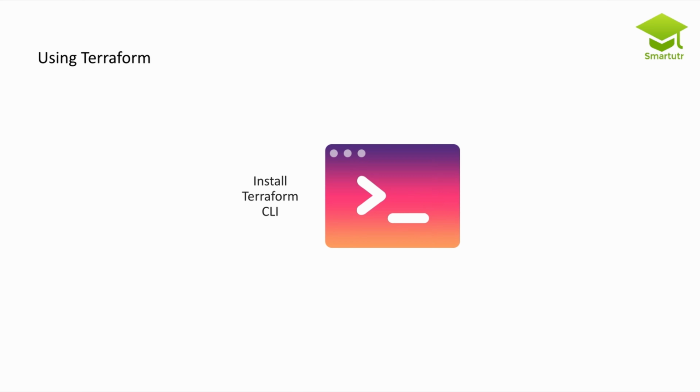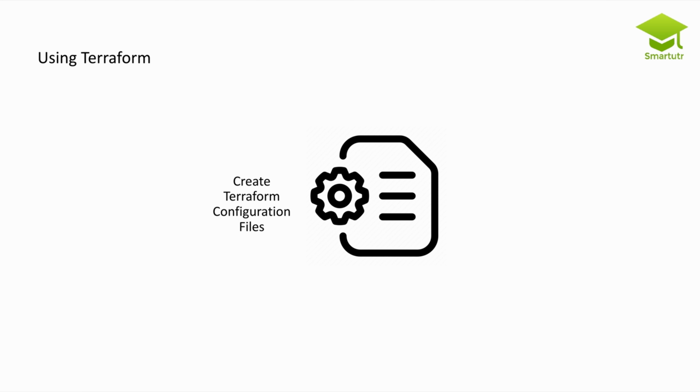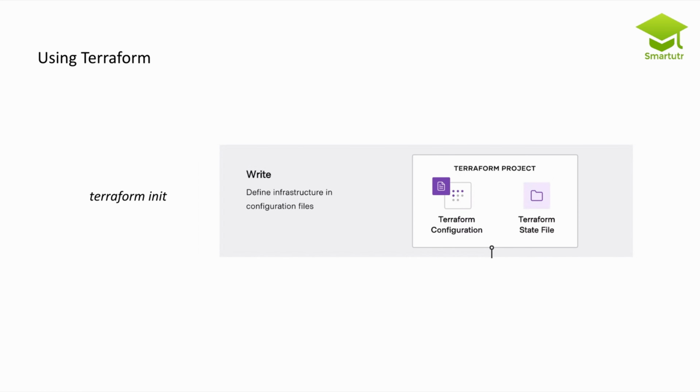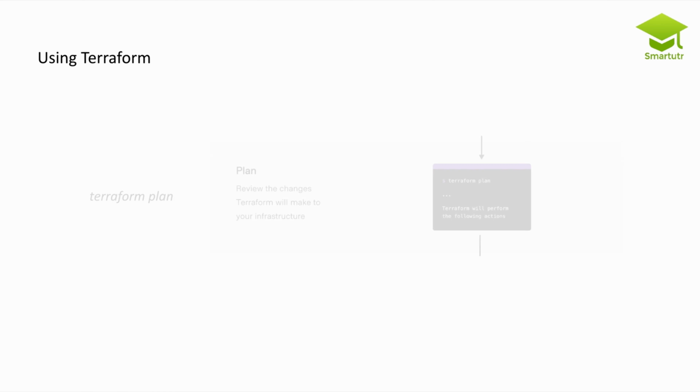Using Terraform. First, you need to install the Terraform CLI on your local machine. We will deep dive into the exact installation process in further lectures. Once installed, you can create a configuration file that defines the desired infrastructure resources. This configuration file can be written in HCL or JSON. Once you have created your configuration file, you can use the terraform init command to initialize the working directory. This will download any required provider plugins and initialize the working directory as a Terraform project.